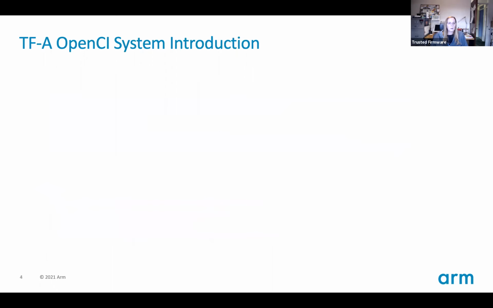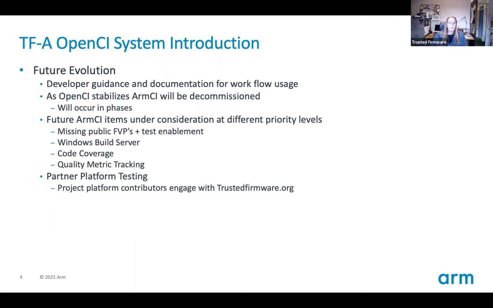I think I've got a slide on this. Yeah, actually it's bullet 3 there. There are some missing FVPs and some other test enablement that we need to do. Internally, we also have a Windows build server, because not everybody uses Linux as their build platform. However, that's not available yet. It's on the backlog at different priority levels to provide that.